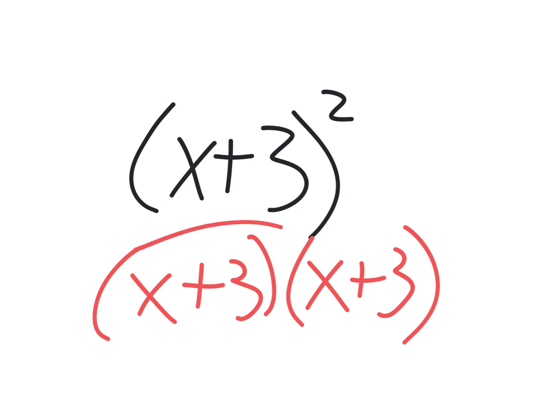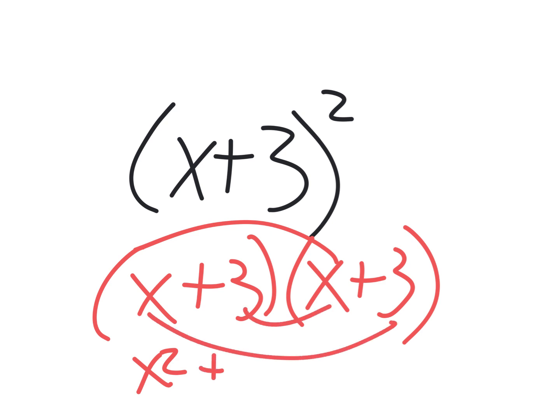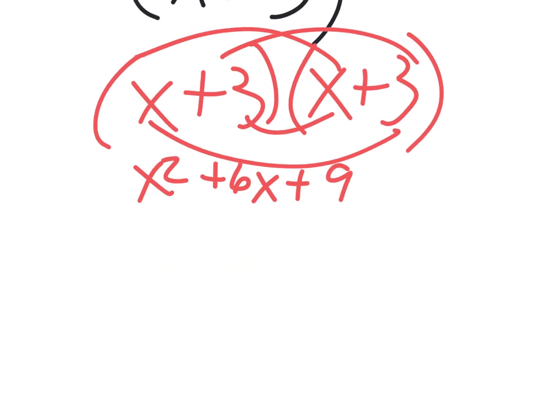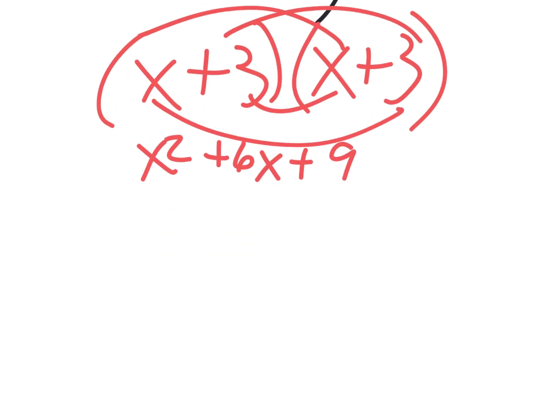Did you have x squared for that? And then the outside and the inside make 3x, and another 3x makes 6x. And then 3 times 3 makes 9. Raise your hand if you had that one right. Cool. That's a trap that so many people fall into.